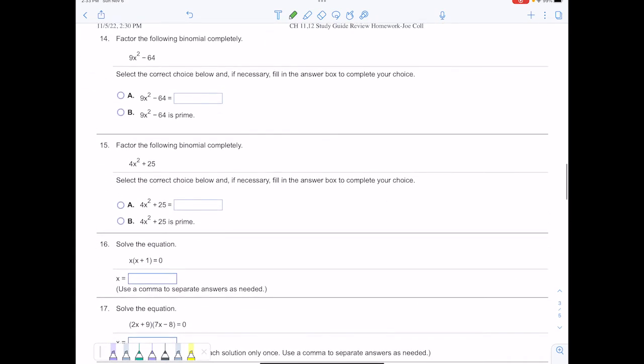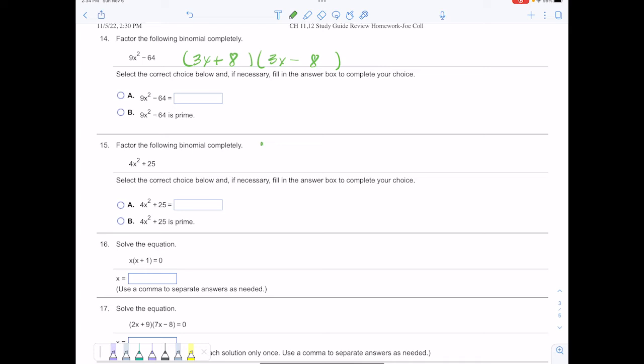Number 14, we have a polynomial with 2 terms. That's called a binomial. And we actually have what's called a difference of 2 squares. I know this because I have 2 perfect squares, which are numbers I can take the square root of. And I also have opposite signs. This is a positive, that's a negative. So when you have a difference of 2 squares, it's going to factor into a positive and a negative. The square root of 9x squared is 3x, and the square root of 64 is 8. So your factors are just going to be 3x plus 8 times 3x minus 8.